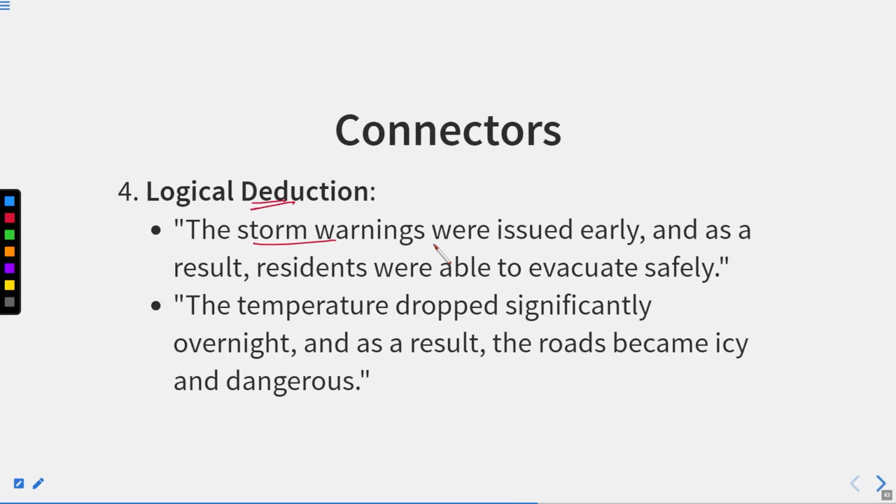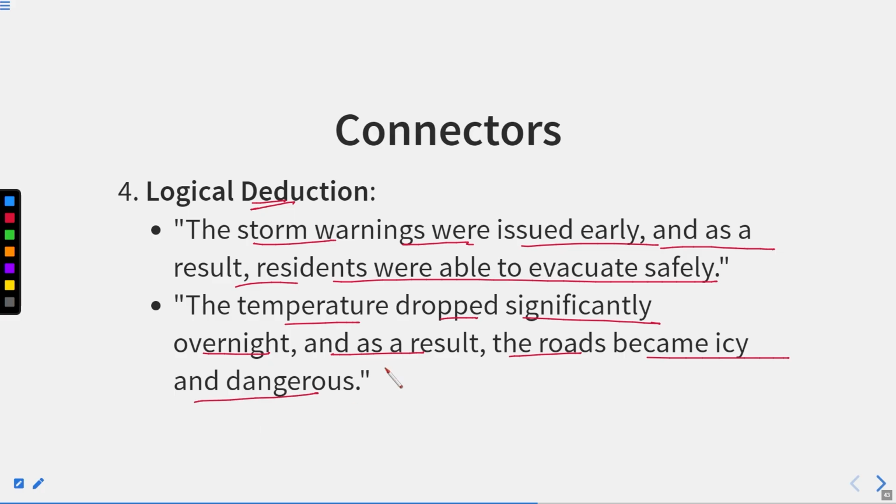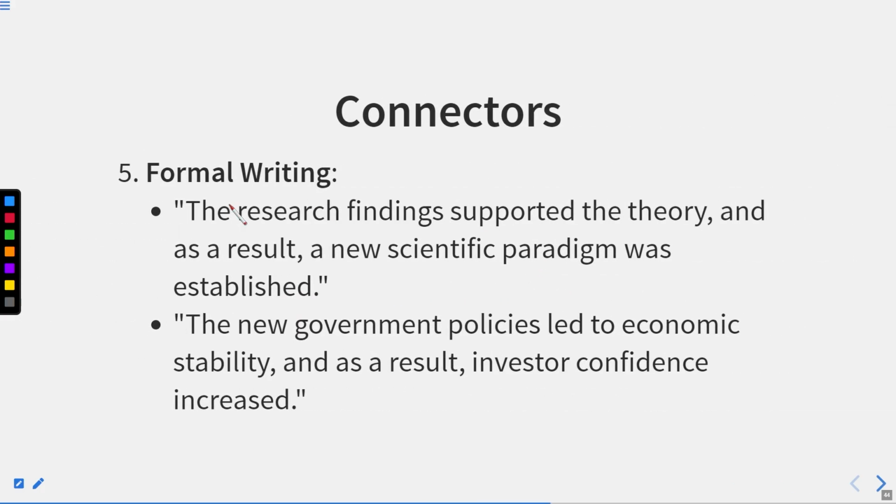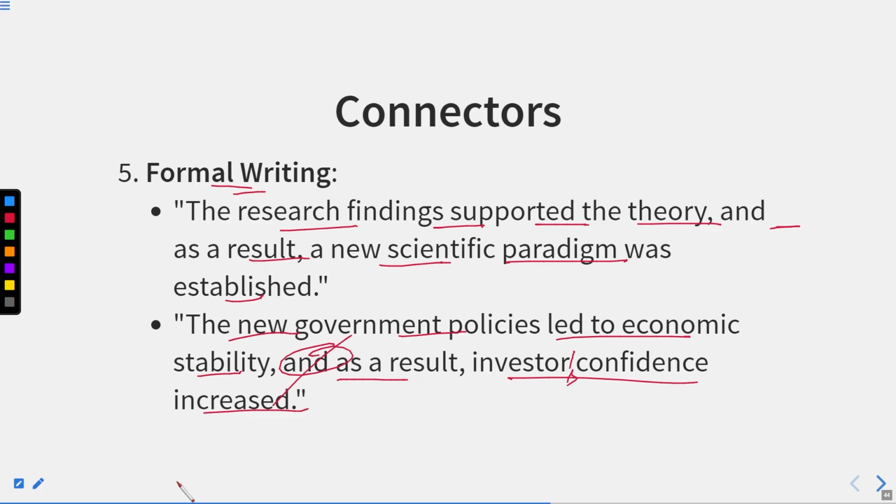Logical deduction. The storm warnings were issued early. As a result, residents were able to evacuate safely. The temperature dropped significantly overnight, and as a result, the roads became icy and dangerous. Formal writing. The research findings supported the theory, and as a result, a new scientific paradigm was established. The new government policies led to economic stability, and as a result, investor confidence increased. We can say investors' confidence increased. Here we should not write "and"; we can write "as a result, investors' confidence increased."